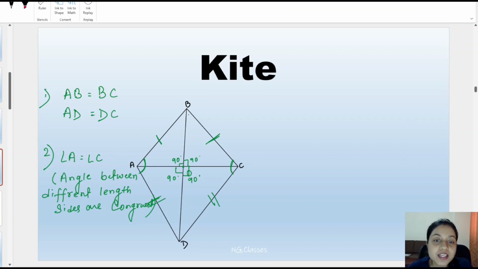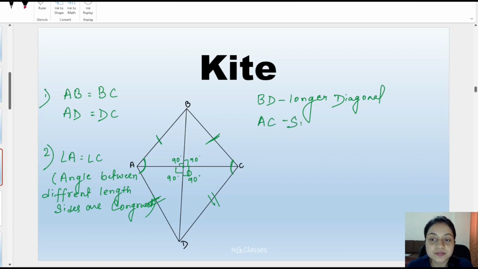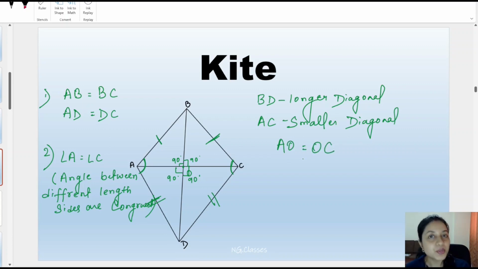In a kite, longer diagonal bisect is smaller diagonal. So here as we can see, BD is a longer diagonal and AC is a smaller diagonal. So longer diagonal, that means BD, is bisecting the smaller diagonal AC. That means AO is equals to OC. Be careful here, both the diagonals are not bisecting each other.